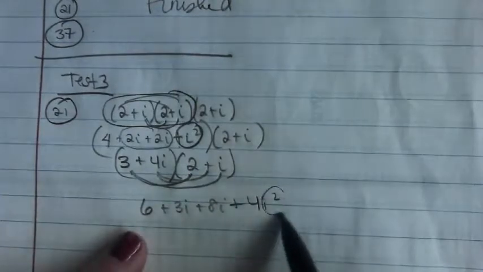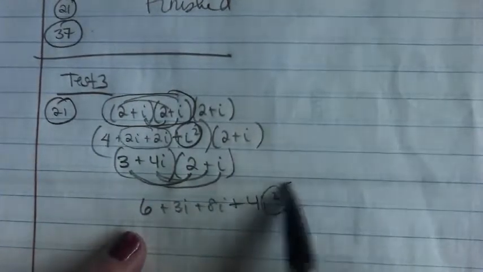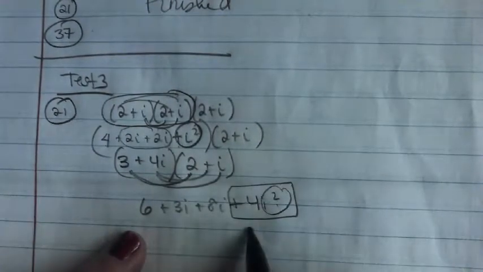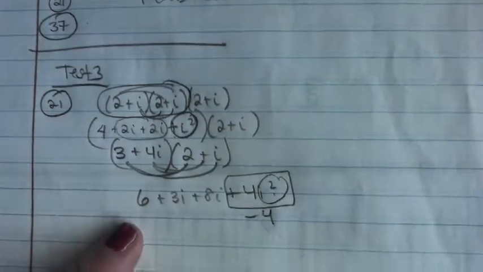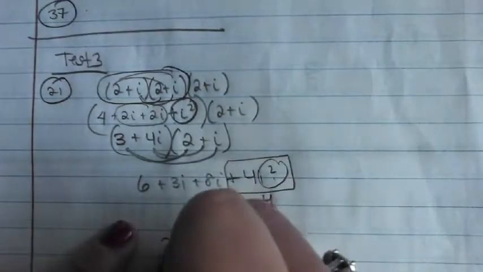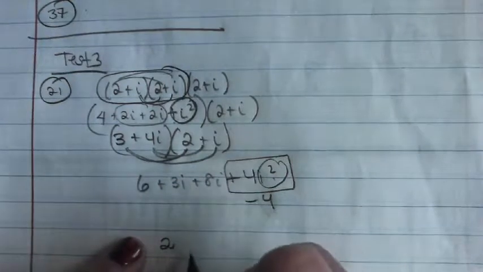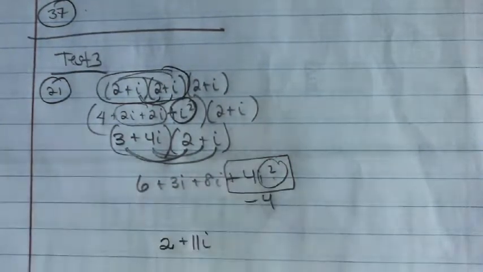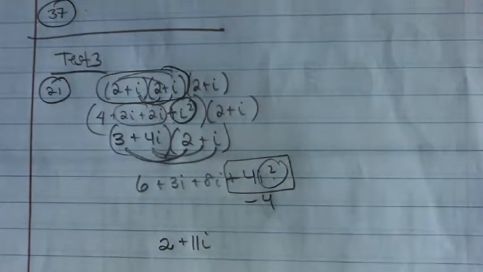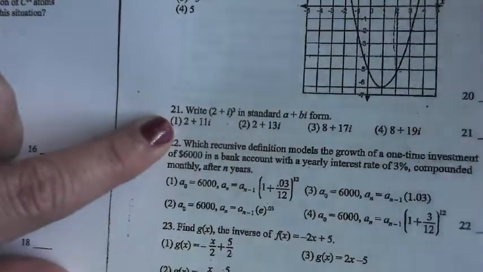And again, with the i squared being a negative 1, this whole term becomes minus 4. So 6 minus 4 is 2. 3i plus 8i is 11i. So that would be choice 1.